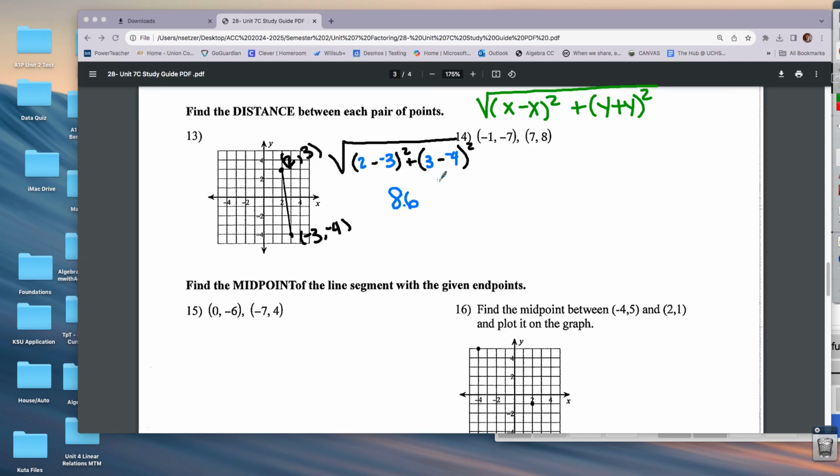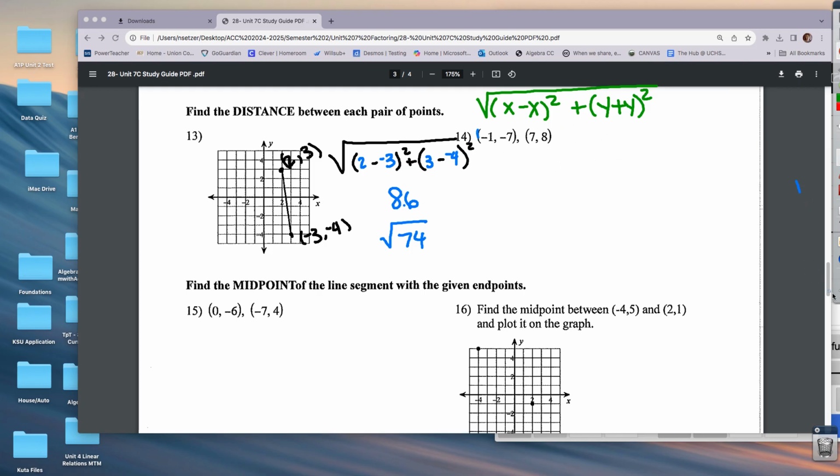If you put it in your yellow calculator, you'll probably get a root. So I'll do that answer for you as well. Same thing, you just take your yellow calculator and type the whole thing in. 2 minus negative 3 squared plus 3 minus negative 4 squared. And that's going to give you the square root of 74, which is 8.6. So those are the equivalents.